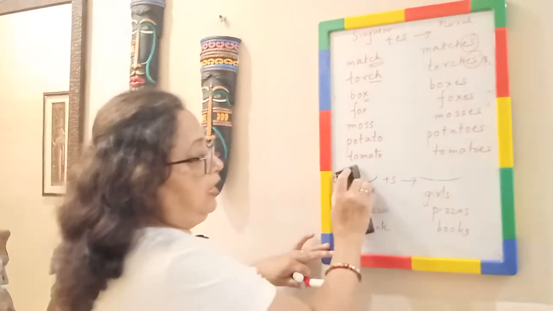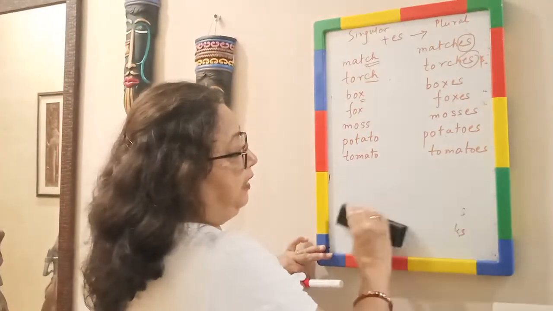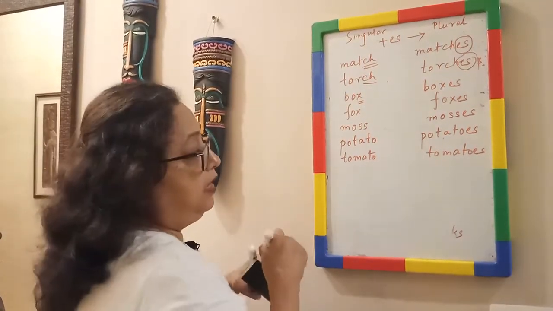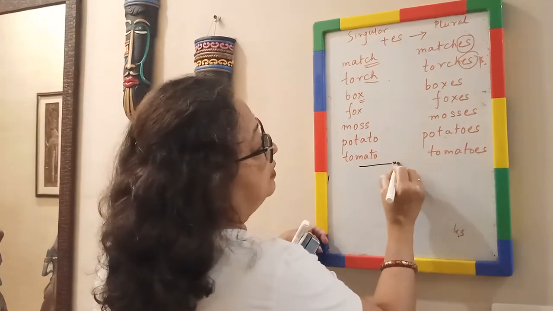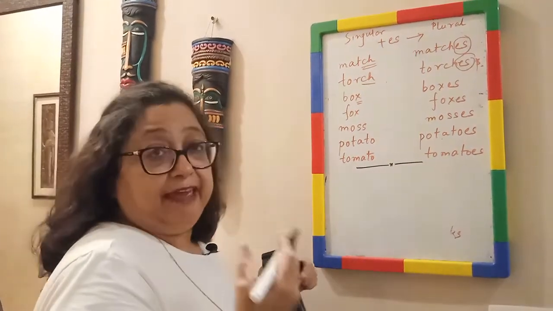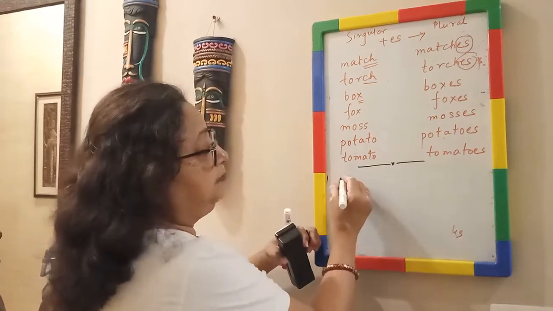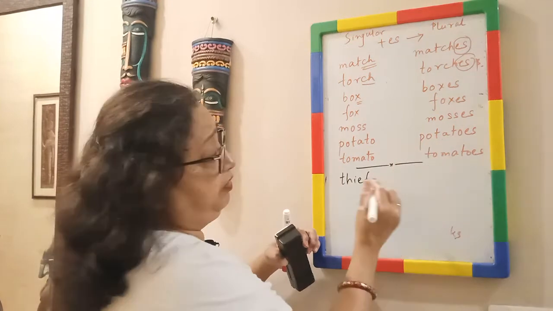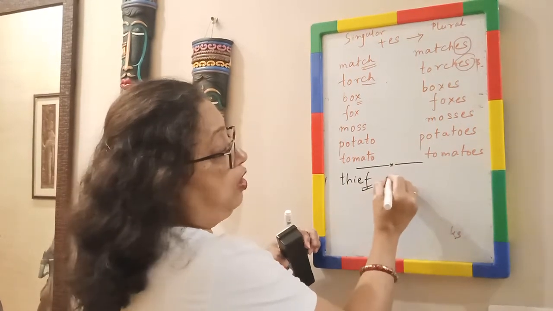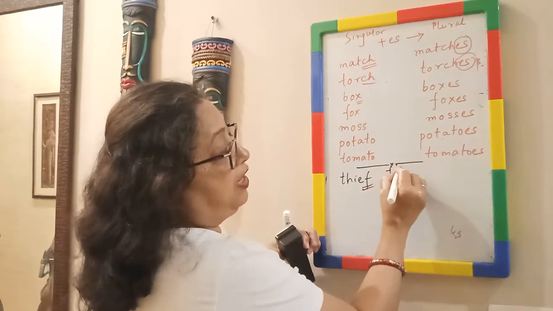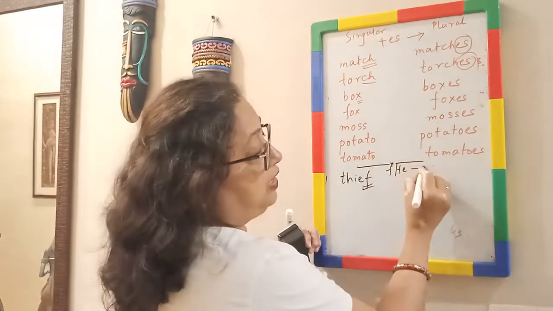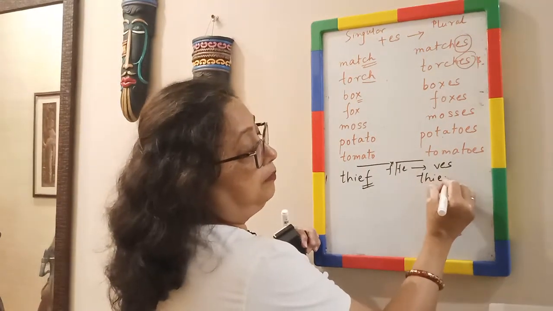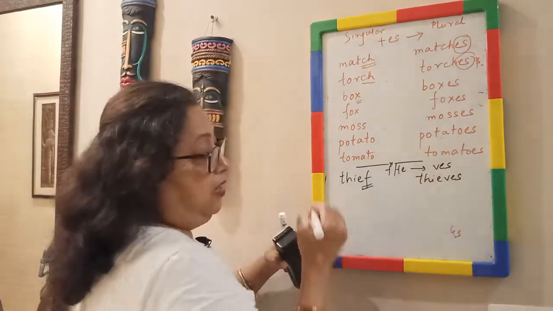Okay. Then the next rule is that if the word ends with F or FE, for example, thief. The thief stole everything, thief, you know, it ends with F. So when a word ends with F or FE in the singular, it will convert to VES. So thief will be thieves. Many thieves.